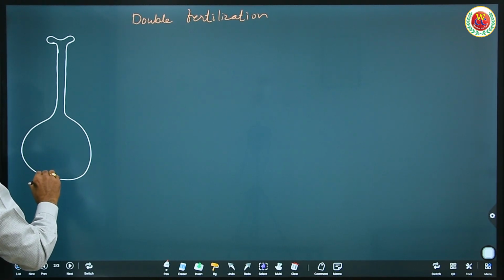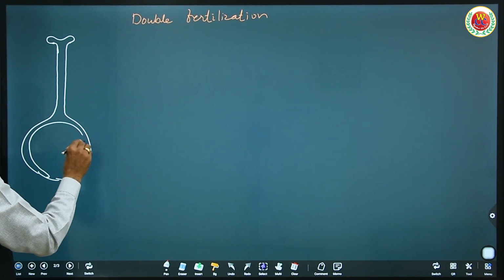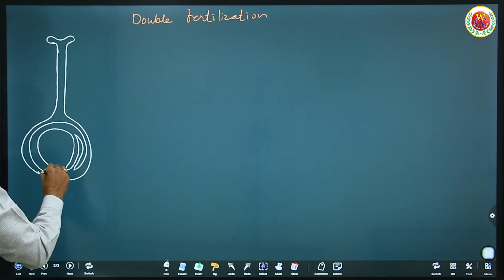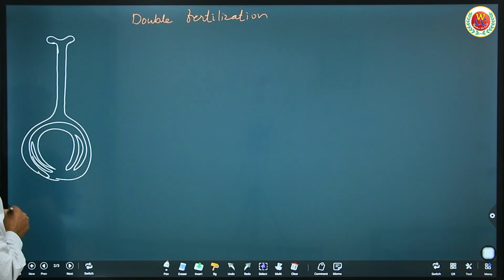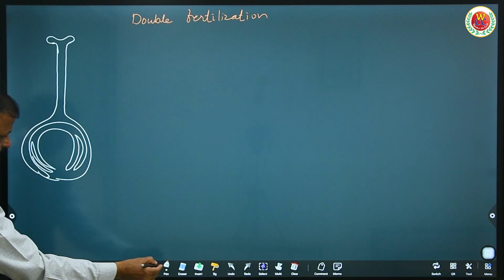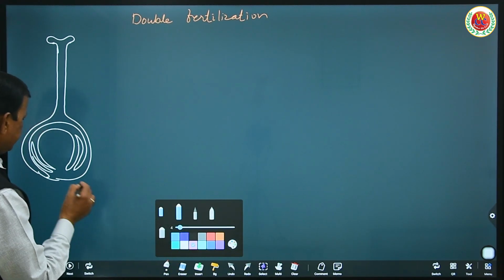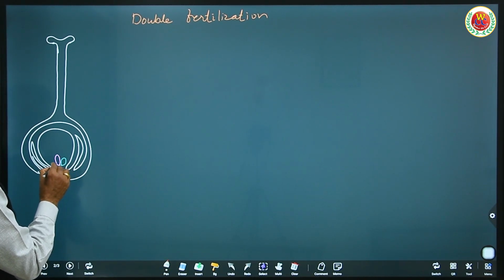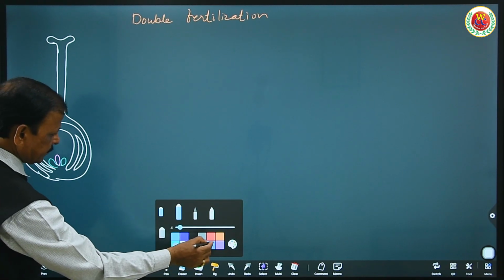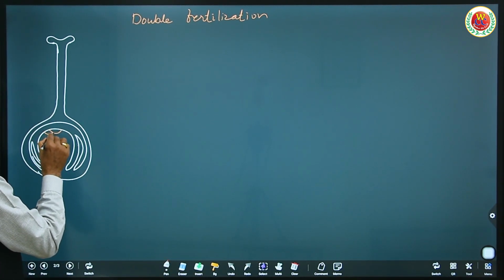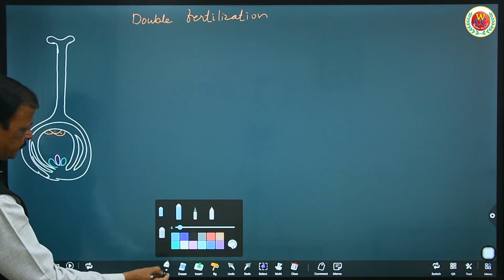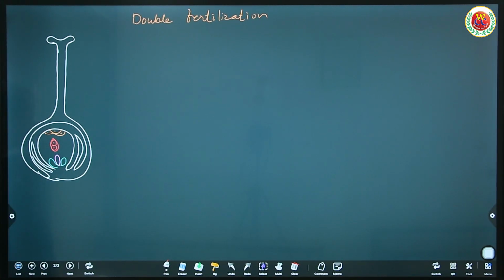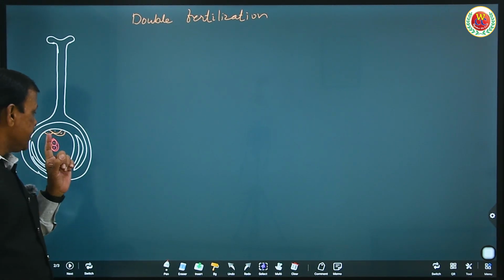Here, as usual, you know that ovule with egg cells, 2 synergids, 3 antipodal cells and 2 polar nuclei. This is the developed female gametophyte, that what we learn.